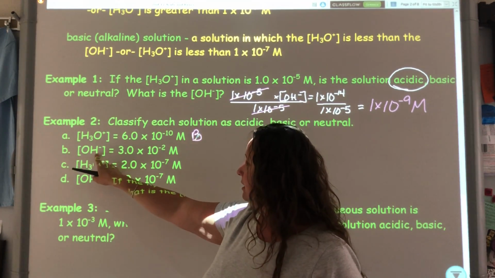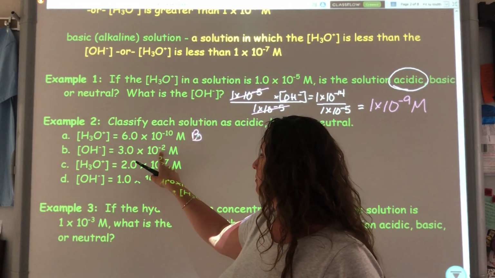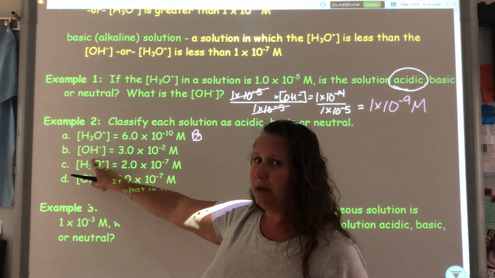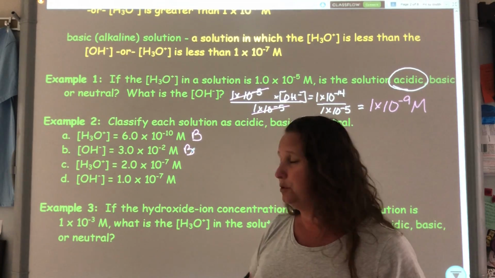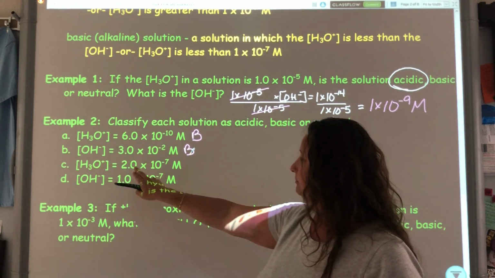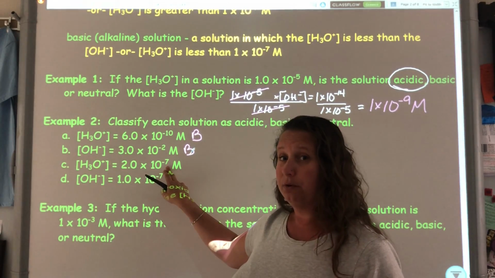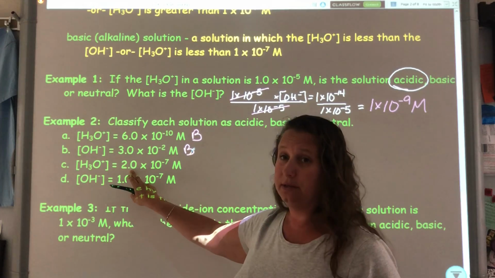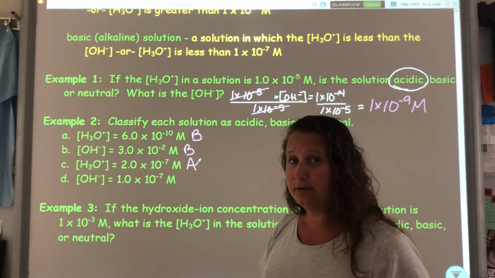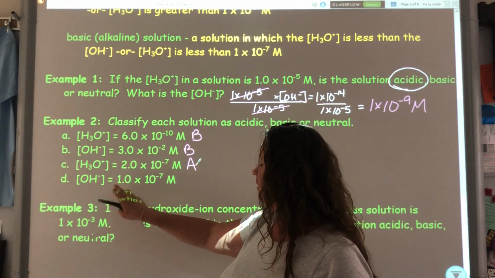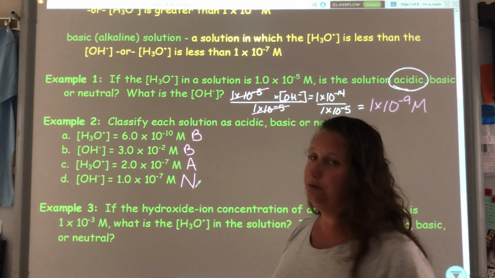Our hydroxide ion concentration is greater than 1 times 10 to the minus 7th. So you're like, well, maybe that's acidic, but we're talking about the hydroxide ion concentration. So this is also going to be a basic solution. Letter C. Oh, well, this is interesting. Is 2 times 10 to the minus 7th greater than or less than 1 times 10 to the minus 7th? And it turns out it is greater, so this is acidic. And in letter D, it's actually equal to 1 times 10 to the minus 7th, so this is a neutral solution.